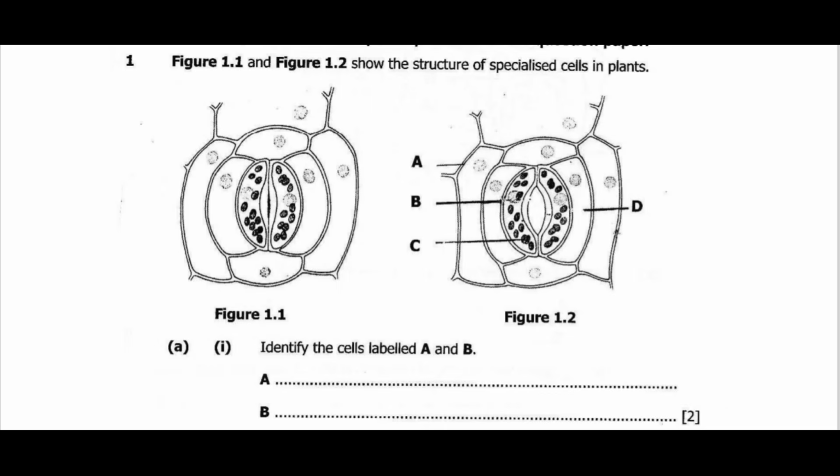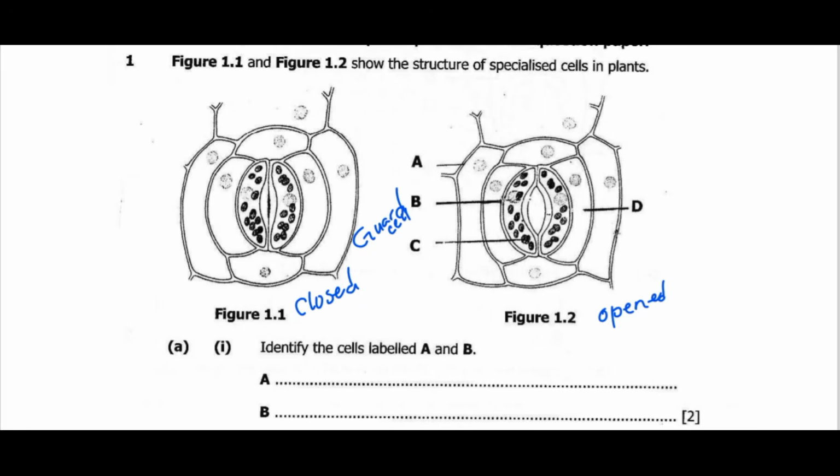So here we are looking at figure 1 shows the closed stomata. So here we can see that the stomata is closed. Then for figure 2 we have an opened stomata. Now let's look at what cells are surrounding the stomata. So the size of the stomata is controlled by the guard cell. So the structure B is the guard cell.